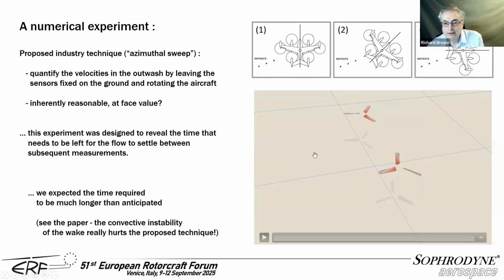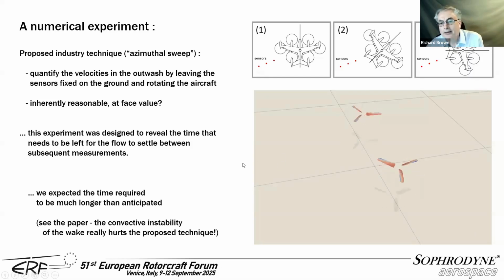And I tried to show this in this video. So we set up a twin rotor system, and we let it run in this particular configuration for a while, setting up the outwash across the ground. Once that outwash had been established, we flew the aircraft, yawed it effectively into a new orientation with respect to the ground plane. And then we waited for the flow to reestablish itself.